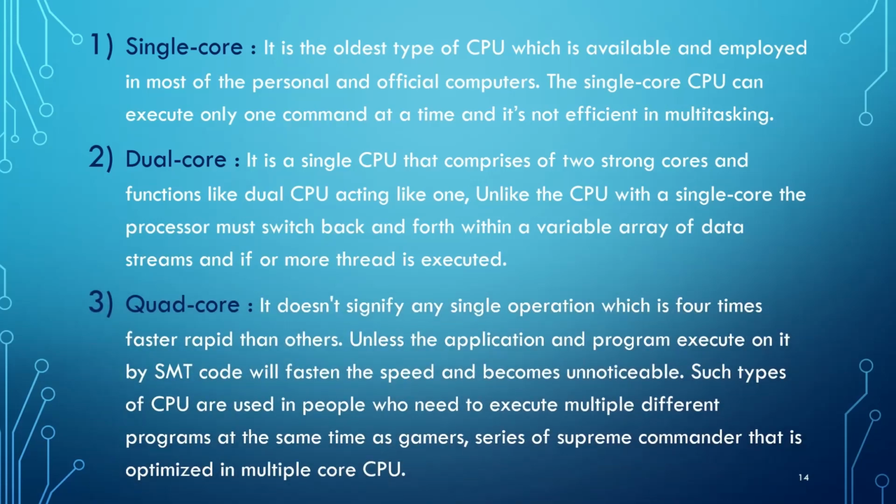It doesn't signify any single operation which is 4 times faster than others. Although the application and program execute on it by a CMT code, it will fasten the speed and becomes unnoticeable. Such types of CPU are used by people who need to execute multiple different programs at the same time, such as gamers, for example the series of Supreme Commander that is optimized in multiple core CPU.